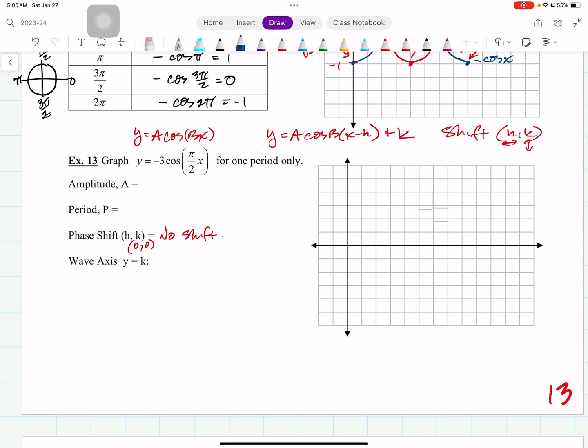So here we go. Let's get to work. So amplitude is always the absolute value of a. So we're going to take the absolute value of -3 to get 3. And the reason why we take the absolute value of it is because distance is always positive.